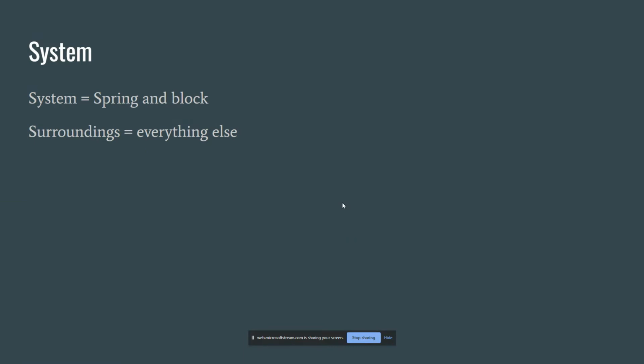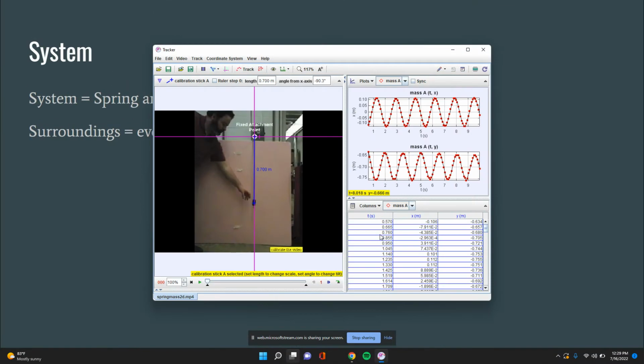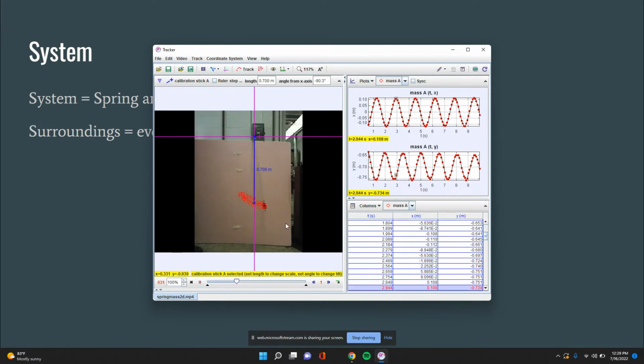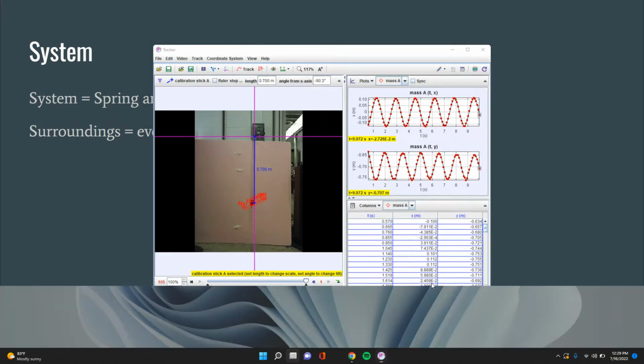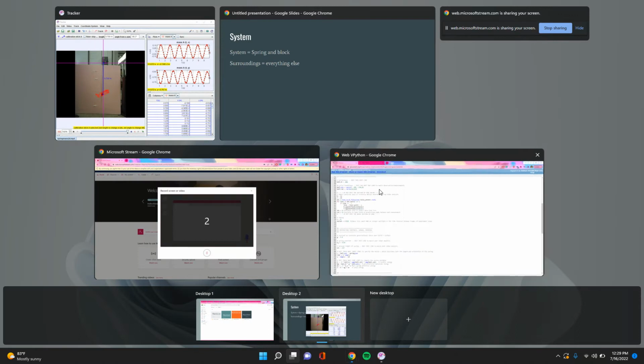In this lab, our system is going to be the spring and the block, while the surroundings is just going to be everything else. When we look at the tracker, we can see as the spring and the block start to oscillate, we have the values recorded here, and we can see the clear oscillation. On the bottom, we have the X and Y positions of the block. We're going to put these values into an Excel sheet, and then use it in our code to compare the computational and the real model.